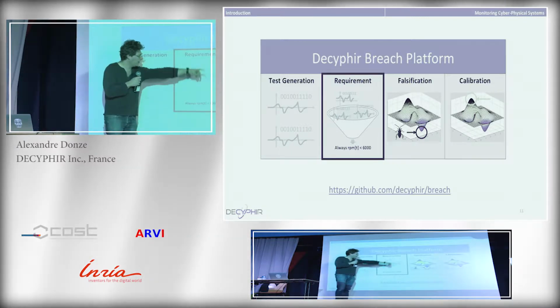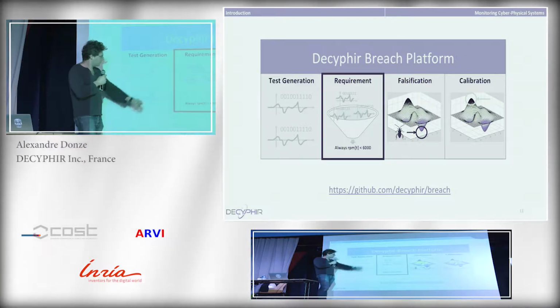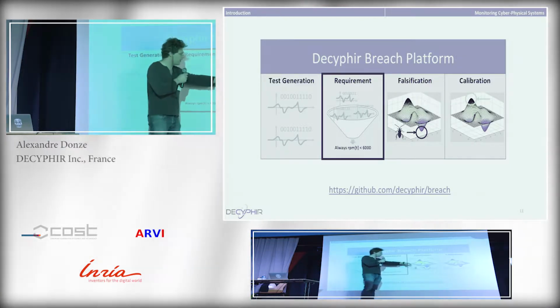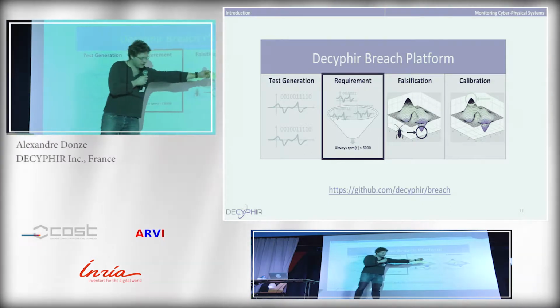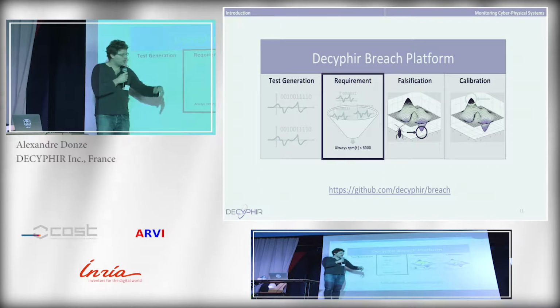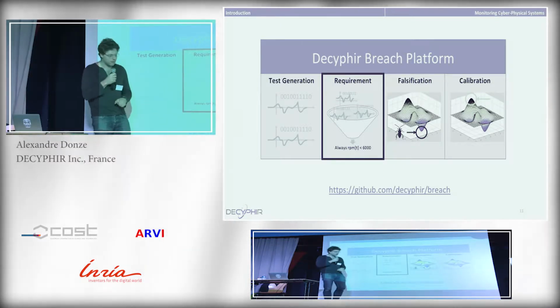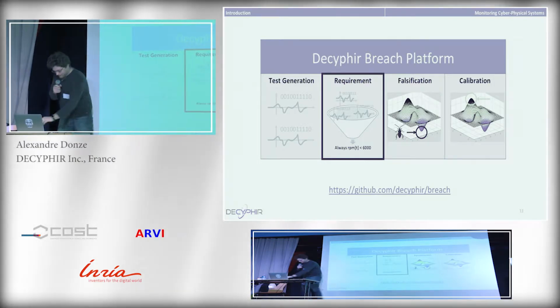At the center of it, we have something that deals with those requirements and can do test generation. I mentioned you can do falsification, and then the kind of inverse of falsification, which is calibration, where you try to find a situation that better satisfies a requirement.